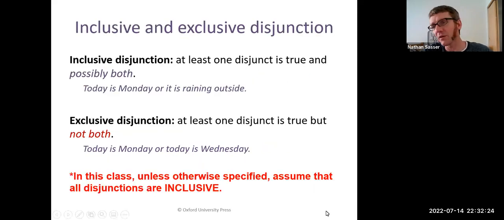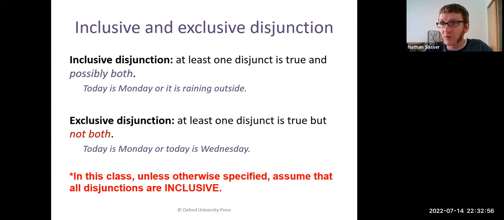It's only when they're both false that the or statement is false. Now, one point of clarification about disjunctions, okay? In ordinary English language, we sometimes use the word or to mean an exclusive disjunction. So with an exclusive disjunction, at least one of the disjuncts has to be true, but not both of them. They can't both be true. So, for example, if we were to say, today is Monday or today is Wednesday, you're thinking it's an exclusive disjunction. It's one or the other.